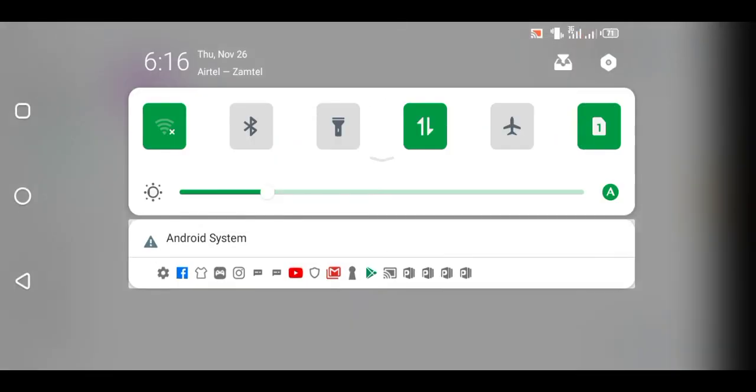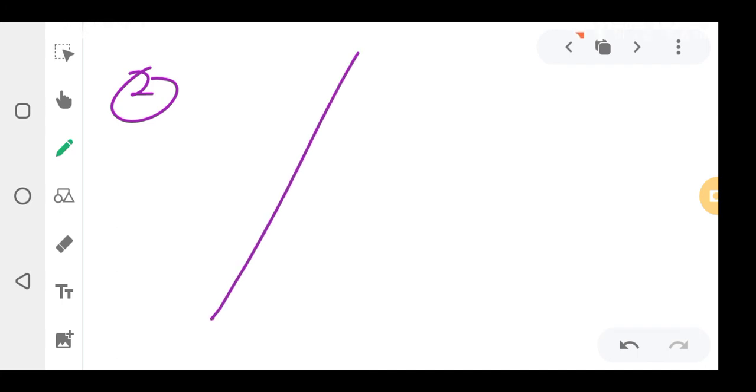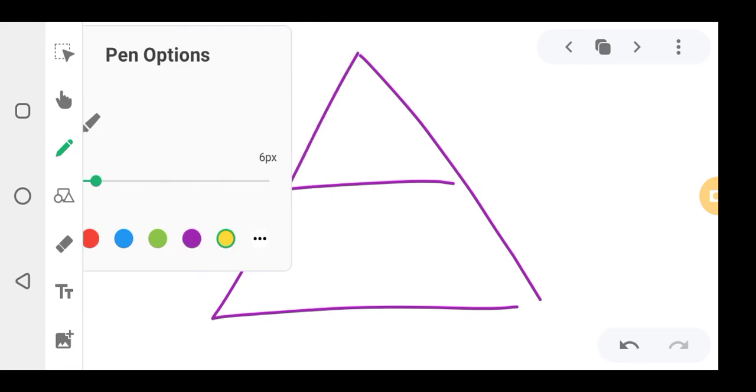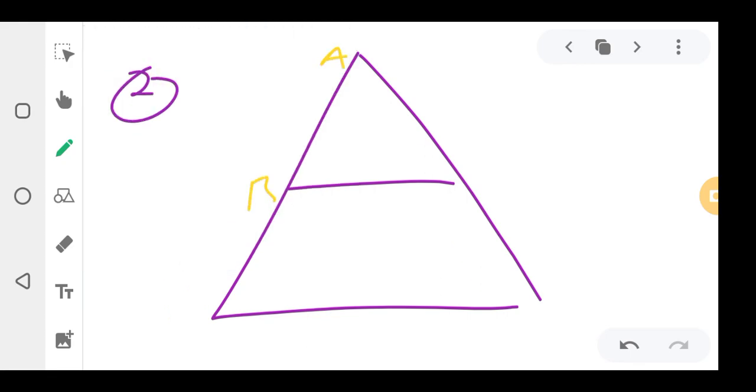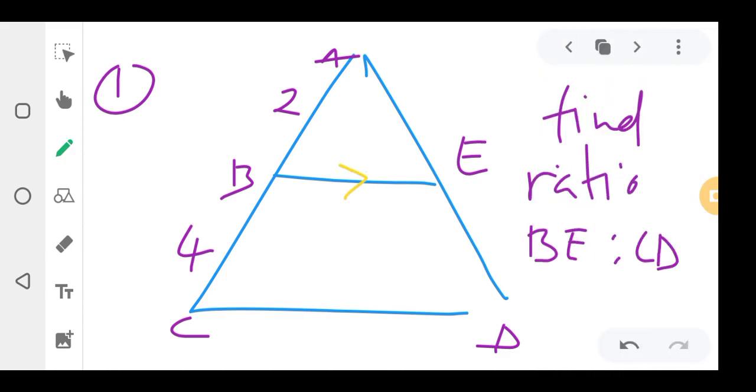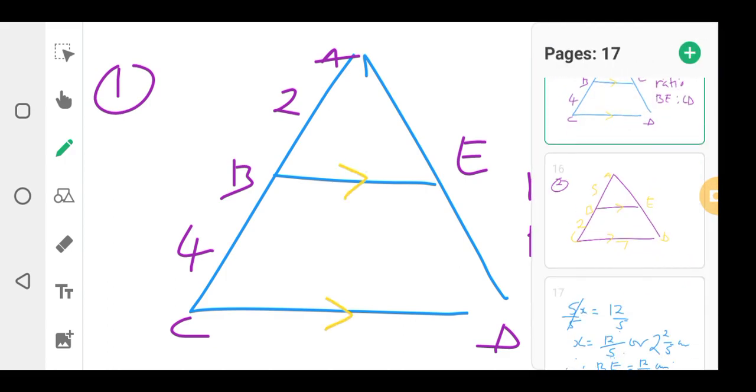Okay, question 2, guys. The question 2 is like this. This is A, this is B, this is C, this is D, this is E. And then this one is 5, this one is 2, this one is 7. Of course these ones are parallel lines. Don't get confused. Even for the other question, these are parallel lines too.